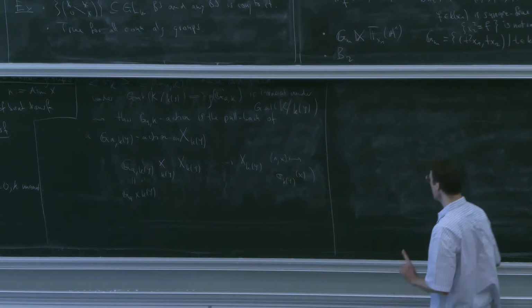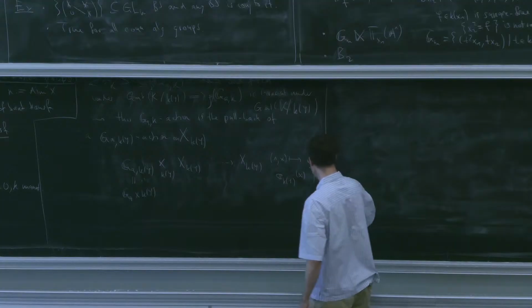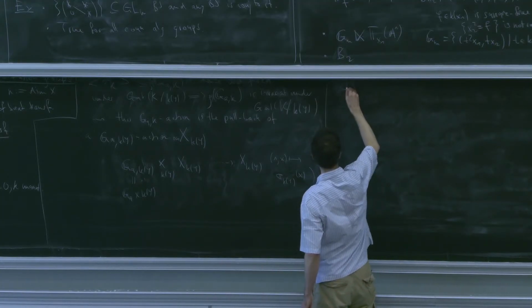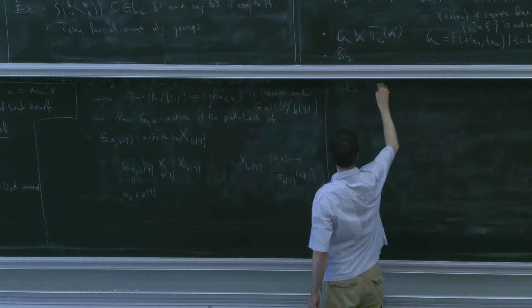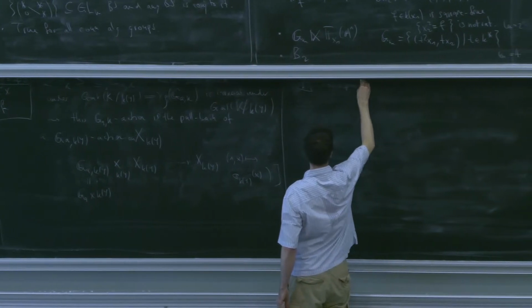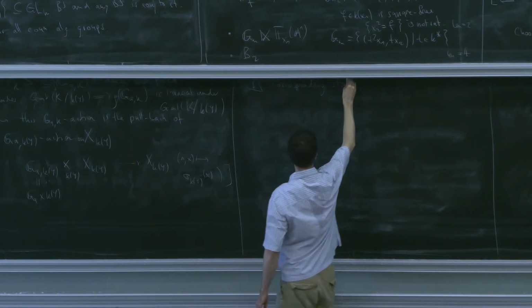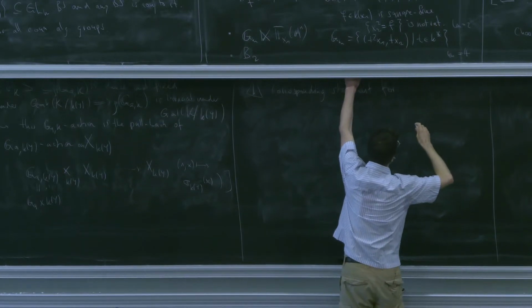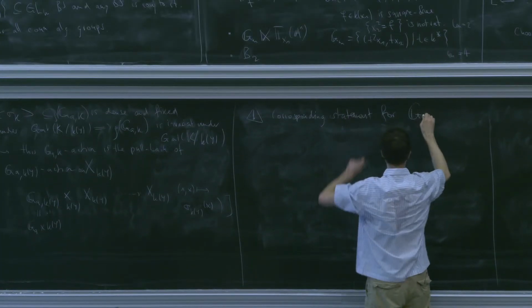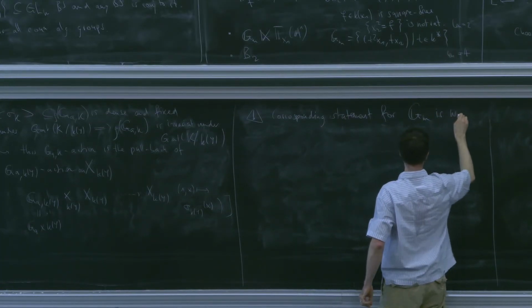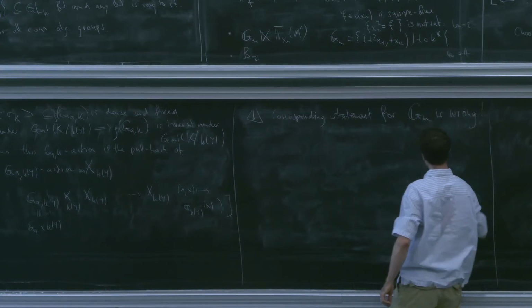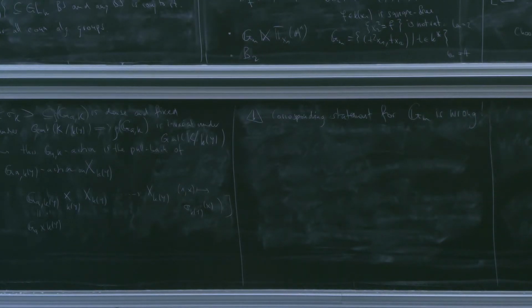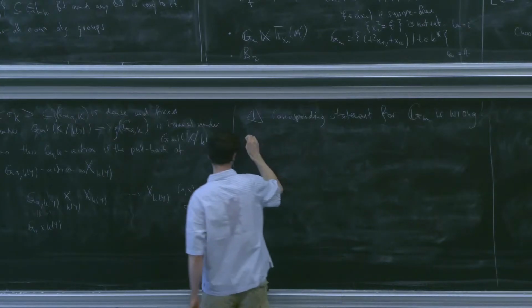Good. What I would like to stress here is the corresponding statement for G_m is wrong. Okay, so it's important to have G_a here so that we can make this descent argument. Okay? And let me give an example of this.